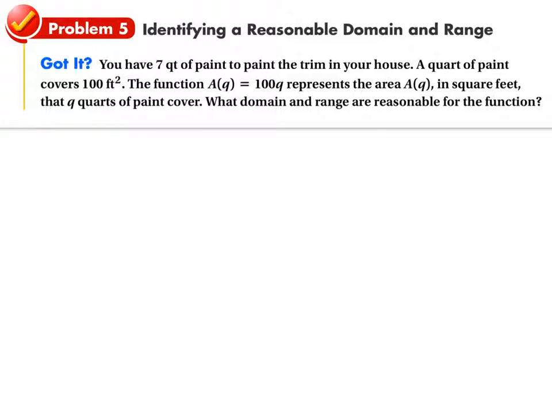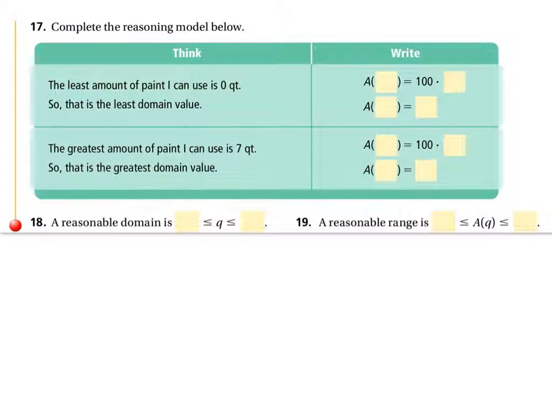Now here comes that reasonable word back into play that we started with at the beginning of this video. If you have 6 quarts of paint to paint the trim of your house, a quart of paint covers 100 feet squared. The function A of Q, Q for quart, equals 100Q, represents the area A of Q in square feet that Q quarts of paint cover. What domain and range are reasonable for this function? Well, take a moment to think about this. The least amount of paint that can be used is 0 quarts. So 0 is your lowest domain value, and that makes 0 your lowest range value.